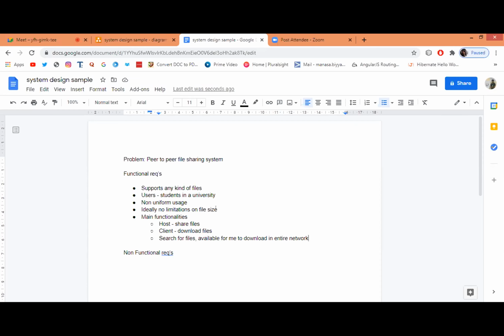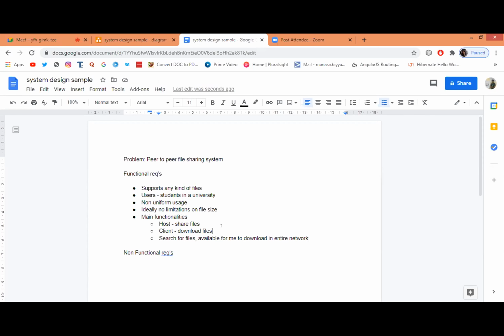Okay. So as a client, if I want to download a file, I can, as you said. So we need a search functionality, right? So to see what all files and users are available. Yeah, and don't focus too much on implementing search for the files. I'm just saying that it should show all the files.